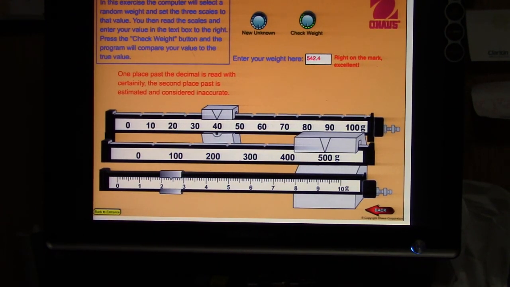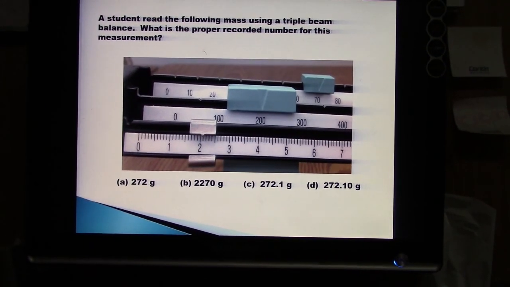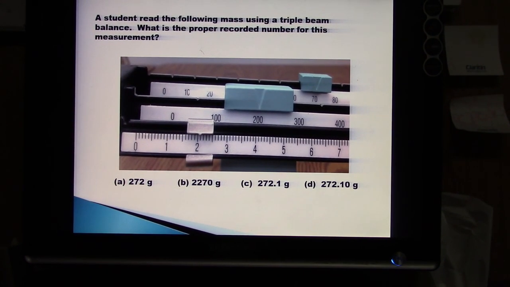Okay, so let's test your knowledge on the next slide. Let's say you were asked to do this one. This is actually one that I did in the lab of my class recently. A student read the following mass using a triple beam balance. What is the proper recorded number for this measurement?